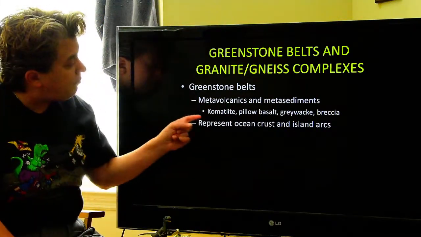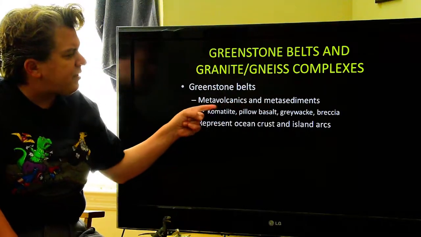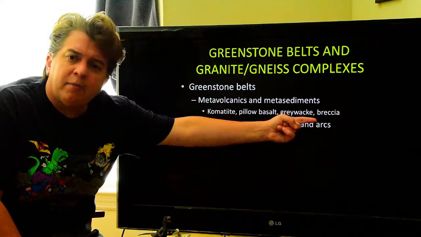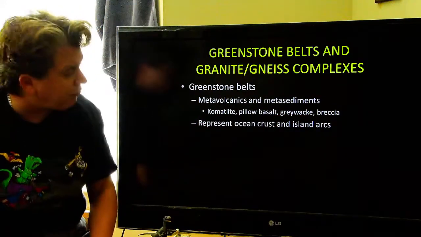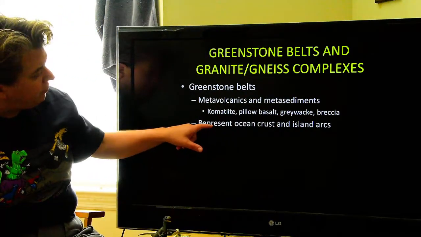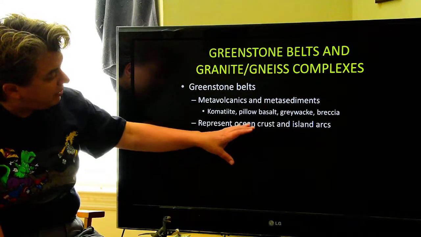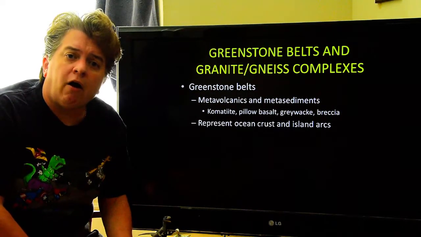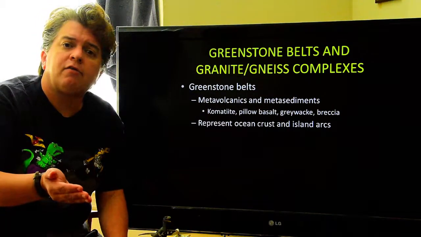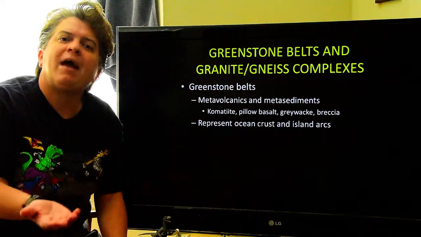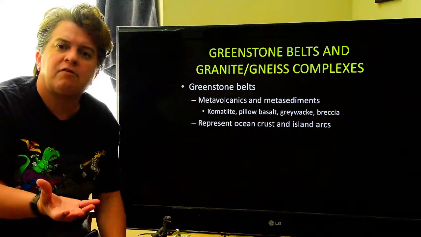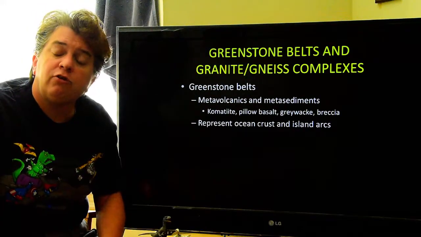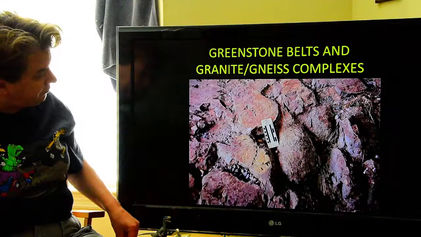So we're looking at basically kind of oceanic crust and some of the sediments that accumulate on top of oceanic crust. And so these are thought to represent pieces of ocean crust and then some early island arcs. Remember, an island arc is something sort of like Japan today, or the Aleutian Islands today, where we have these larger volcanoes developing due to a subduction zone.